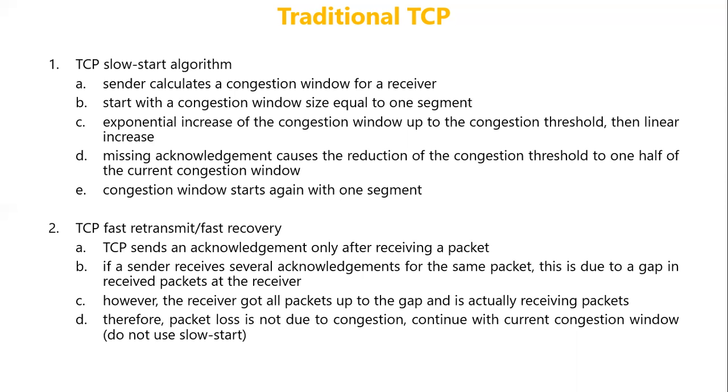So instead of directly going with slow start, the sender may just try resending the packet, and if there is an acknowledgement, then there is no need to go for slow start. The sender can continue with the current congestion window. So the sender performs a fast recovery from the packet loss. This mechanism can improve the efficiency of TCP dramatically. The other reason for activating slow start is a timeout due to the missing acknowledgement.